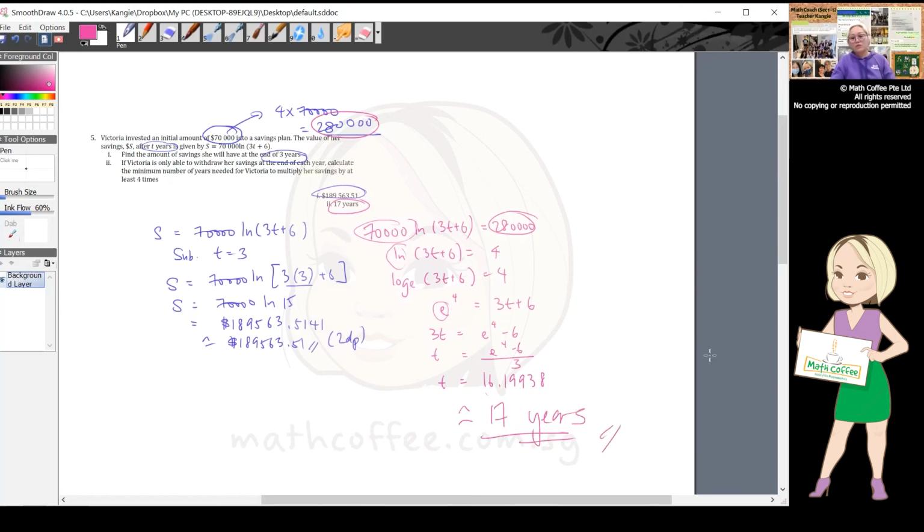Okay, so that's for question 5. I finished the logarithm.